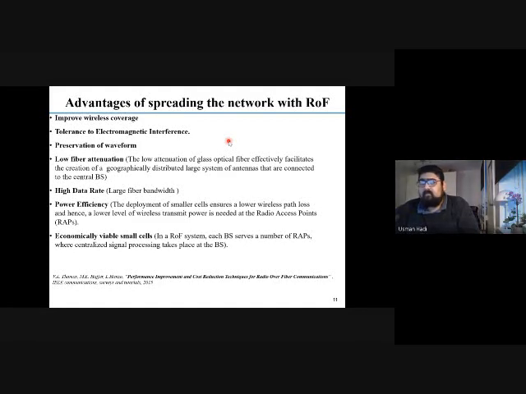And then finally, if you see it from the perspective of cost, these small cells are economically viable. By economical viability, I mean that when you have a lot of radio access points, the base station can serve a lot of RAPs, that is the radio access points. So you can rely on the centralized signal processing for all of these base stations.